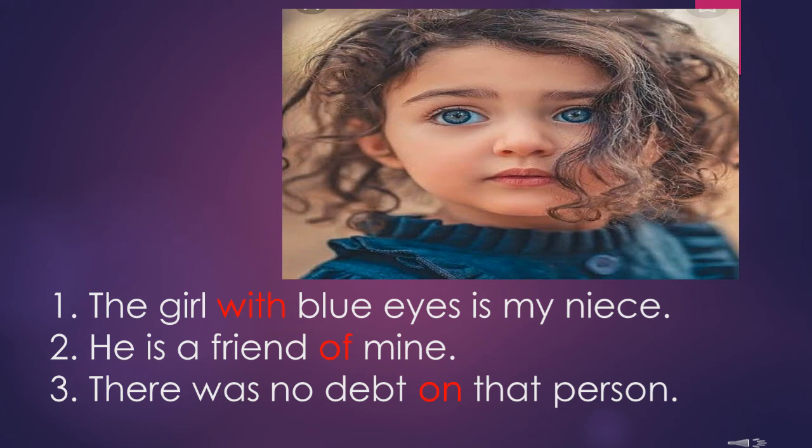Sentence number 3. There was no debt on that person. That means here the debt does not belong to that person. So students, here with, of, on, all these are showing possession, the relation expressed by prepositions. Here is the possession. Okay.